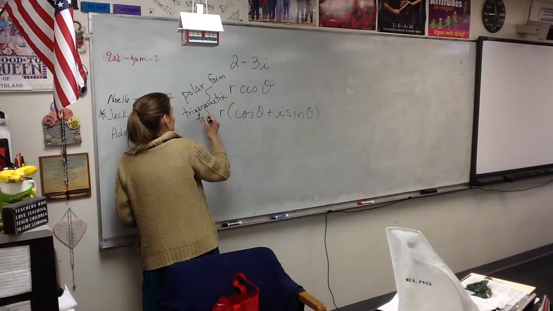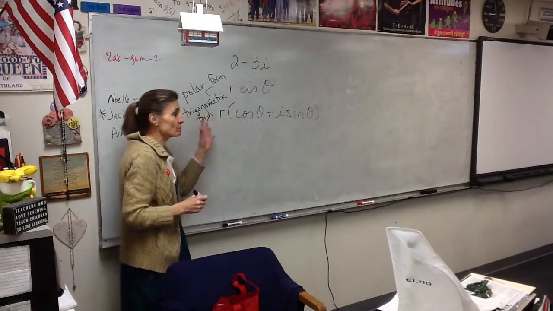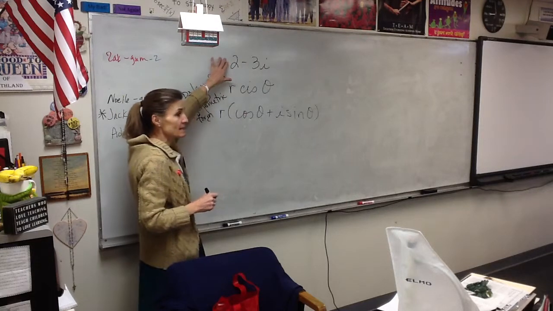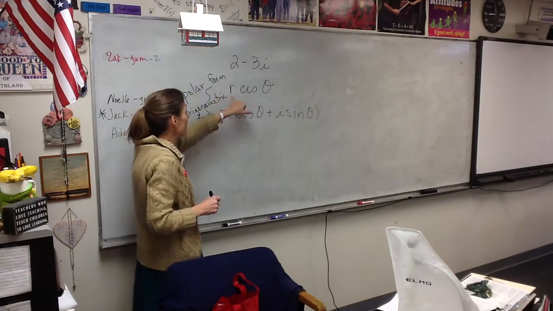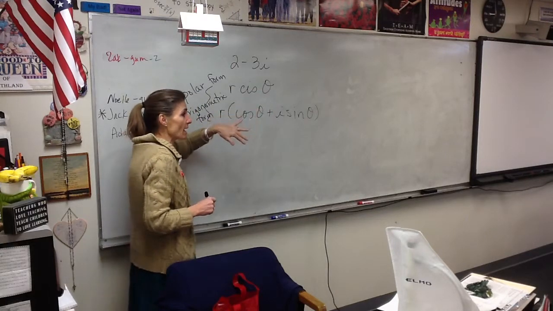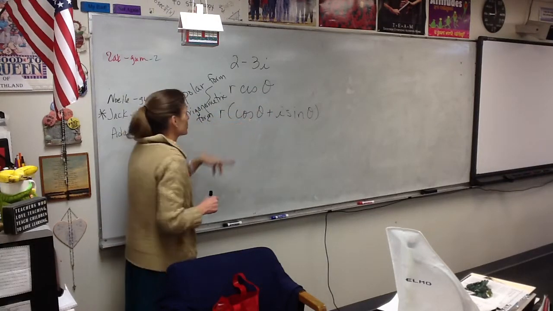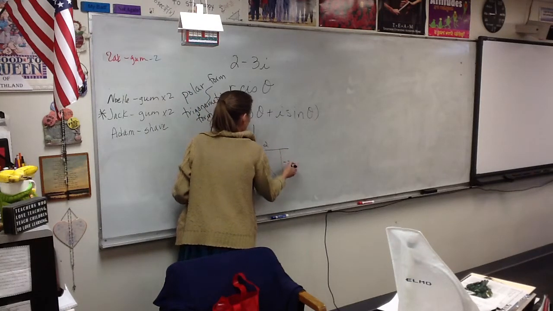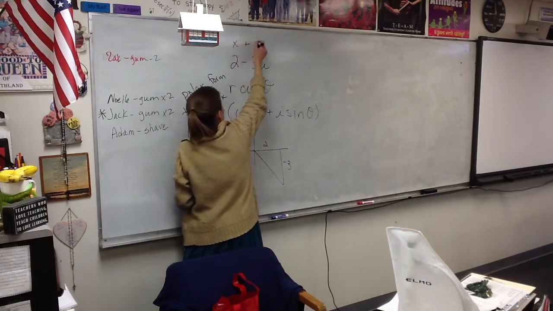So either one of those means this. So like Tom said, we have to take this number, and we somehow have to find r and theta. We already know how to do that, right? So we'll draw a picture. Over 2, down 3, because this is x plus yi.